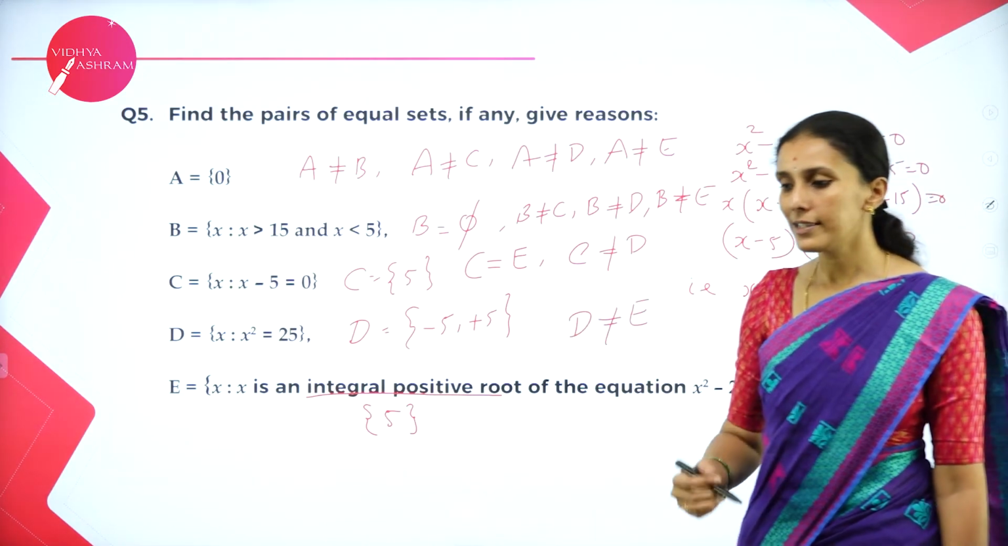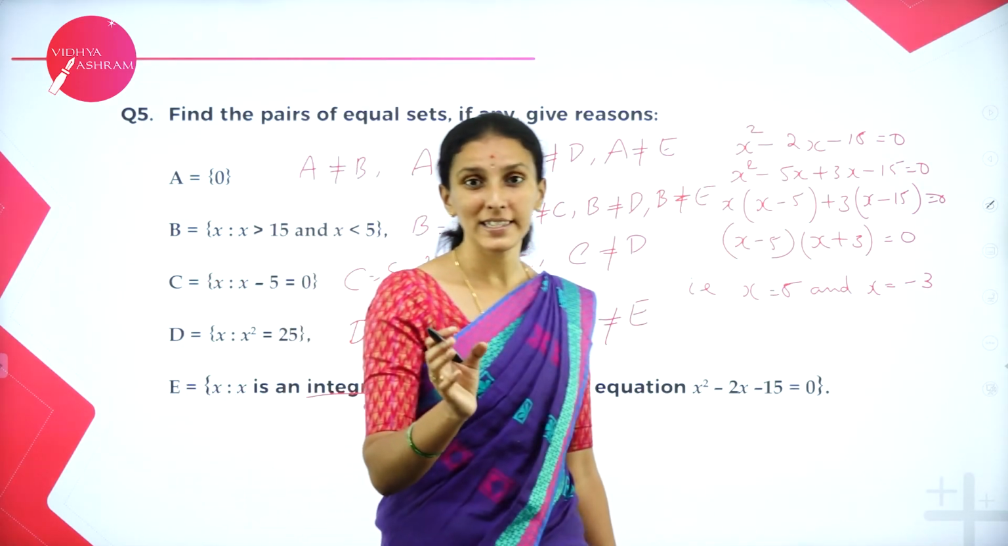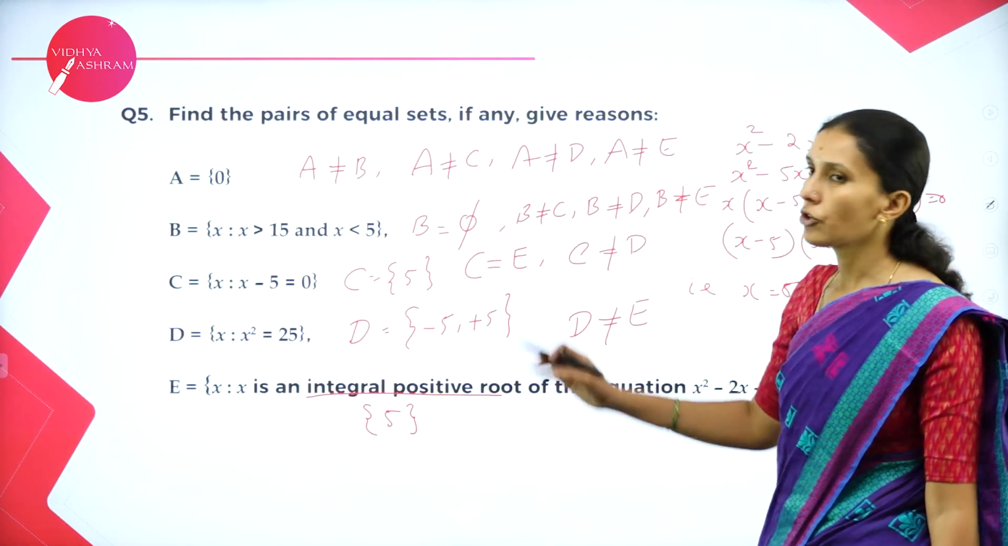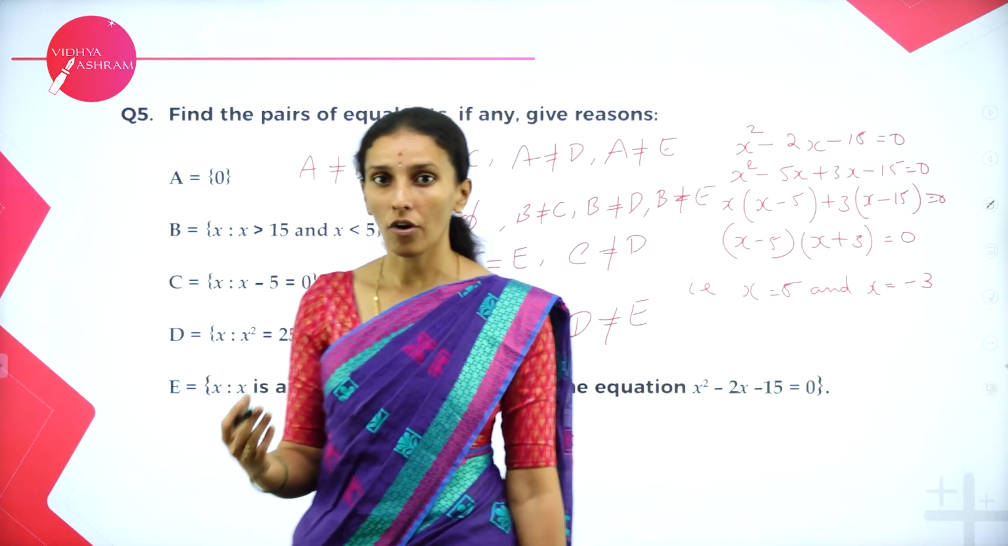So when you are saying two sets are equal, all the elements in both the sets must be same. So here, in this case, we have written the pairs of equal sets and also we have stated our reasons why they are not equal.